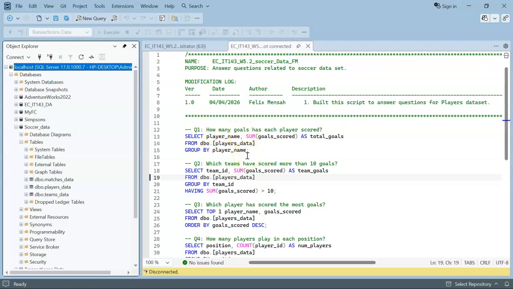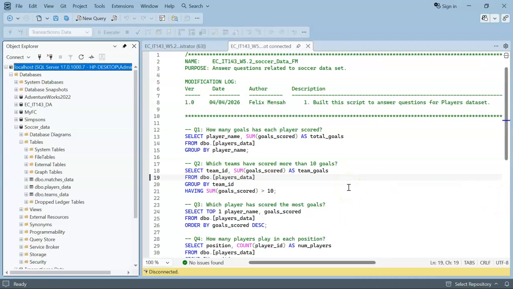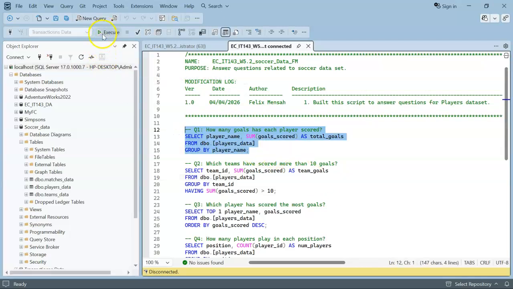So for that one, we want to calculate the total number of goals scored by each player, and also why, to evaluate individual performance, and also how we use the sum function and the group by to add up all the goals scored by each player. Okay, so now let's run this query.